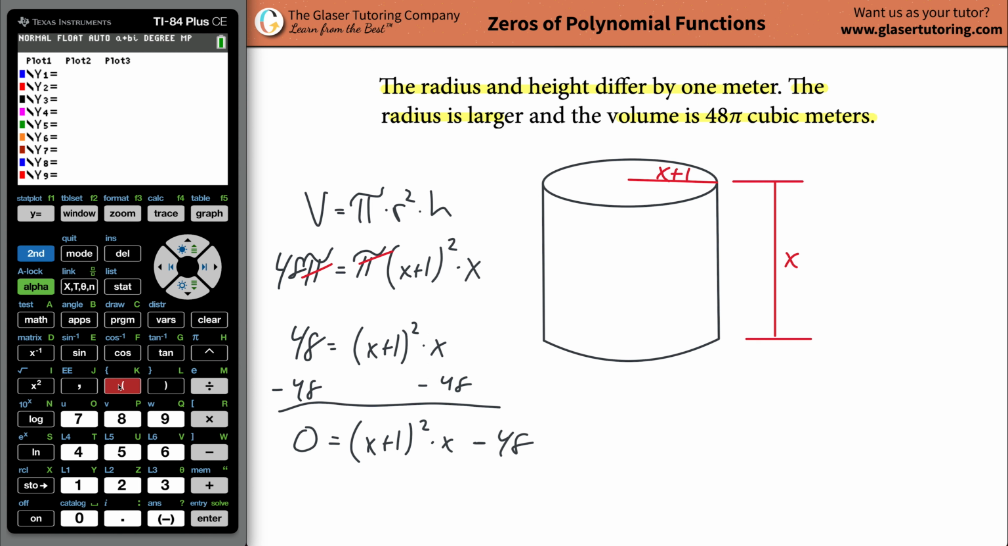So go to y equals. And you don't have to do anything. Just type it in. Just do parenthesis x plus 1 squared. Okay. Then do times x. And then do minus 48.